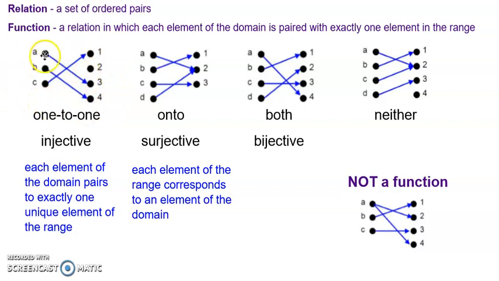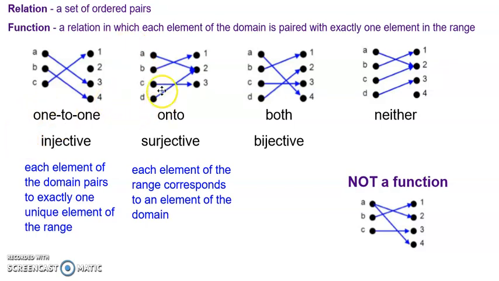In this example, we see each element in the domain goes to a different element in the range. But we have one element here that does not correspond to any element in the domain. So this is an example of one-to-one. Each element in the domain pairs to exactly one unique element in the range. So x's don't repeat, that means it's a function. The y's don't repeat, so it's one-to-one. But we're not including this number 2 to any element in the domain. So it's just one-to-one, and another word for that is injective.